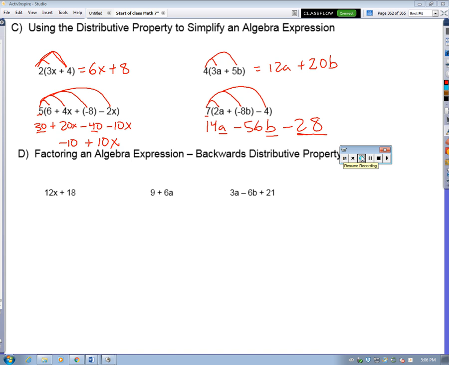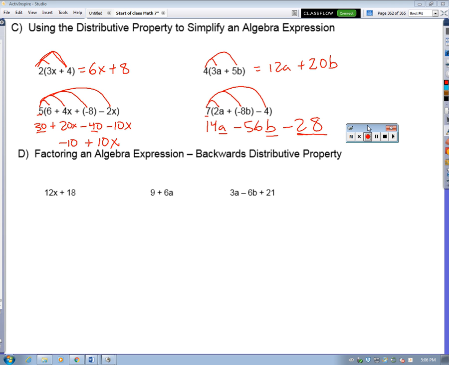Alright, so that's the distributive property. It's basically multiplying across everything. Factoring is kind of like the opposite of that. It's using the distributive property backwards. So instead of multiplying across everything, it's basically finding something that I can divide across that whole expression.